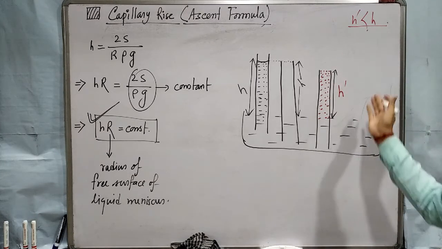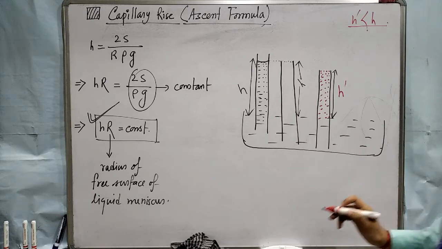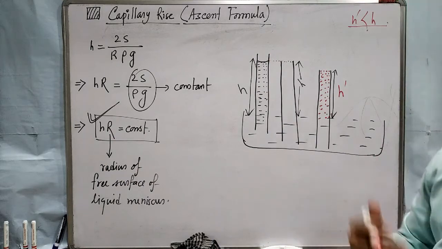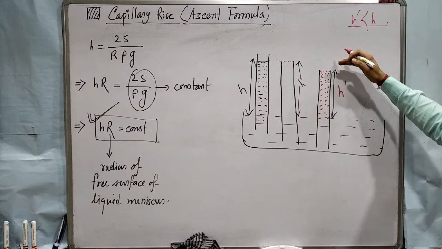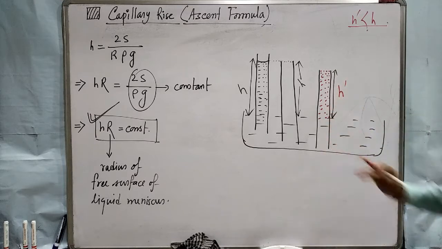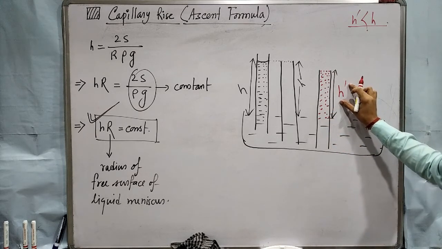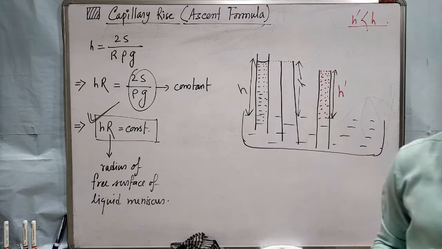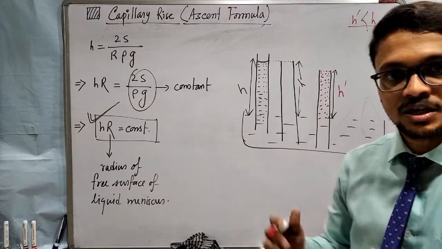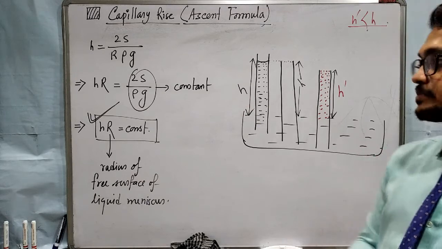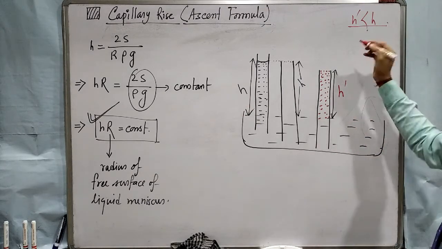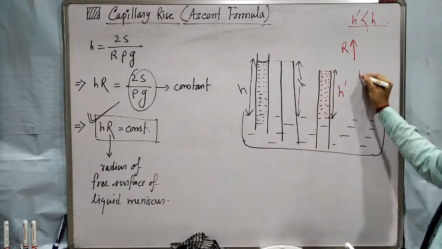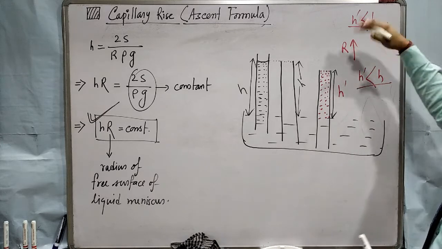So will it overflow? No, it will not overflow, because in this situation the radius of the meniscus will go on increasing. As we dip this capillary tube into the water, this height will go on decreasing, and when it decreases, then capital R will go on increasing. The radius of the free surface of the meniscus will go on increasing. So when H prime is less than H, R will go on increasing.